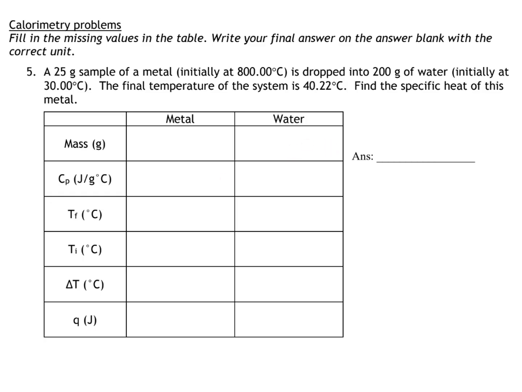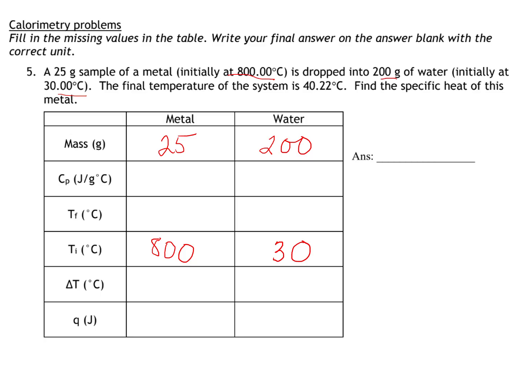So I'm going to get my pen going. It says we have 25 grams of a metal. So our metal has a mass of 25 grams. It is dropped into 200 grams of water. So I'm going to put that 200 there. It says that our metal was initially at 800 degrees Celsius. So I'm going to write 800 in here. And the water was initially at 30 degrees Celsius. So put that in the appropriate column.